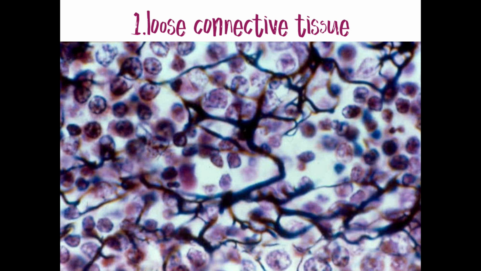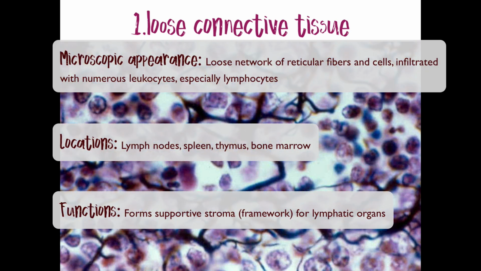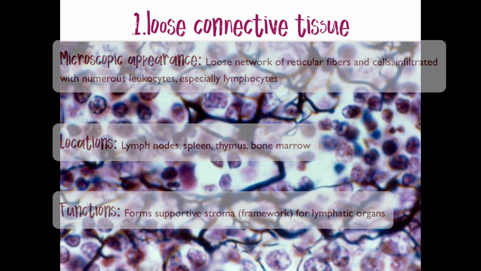Now there's another type of loose connective tissue. This one's a little bit tougher, and as you can tell, it's quite different from the areolar tissue. This type of loose connective tissue is called reticular tissue. The microscopic appearance of this: you have loose connective reticular fibers of the cells, and it's infiltrated by leukocytes and lymphocytes. Now, in the areolar tissue, the immune system can kind of go through it. Here, it's a heavier presence, if you will.